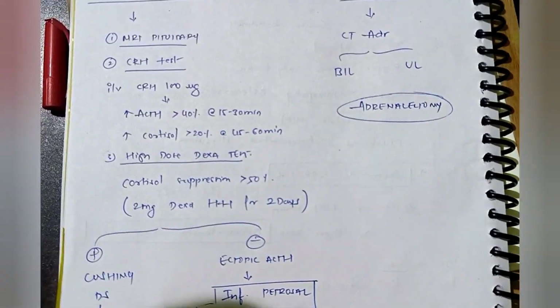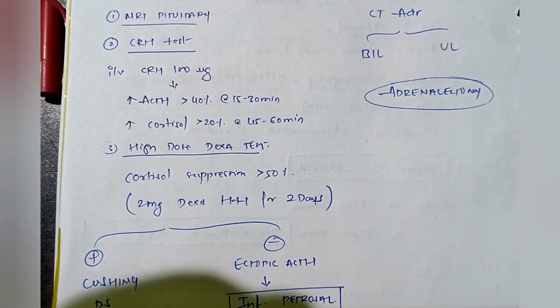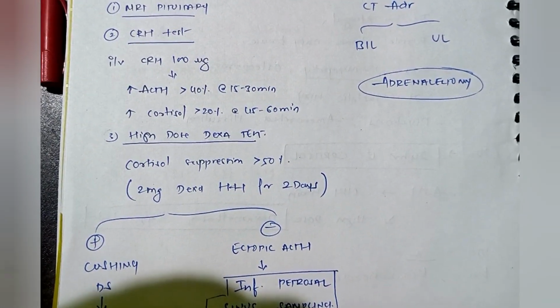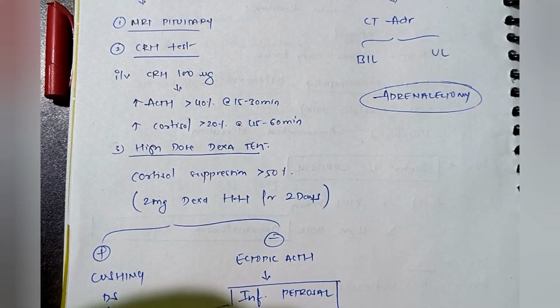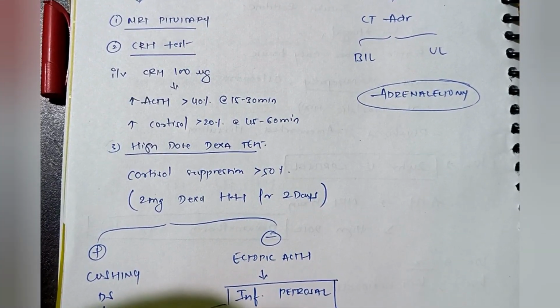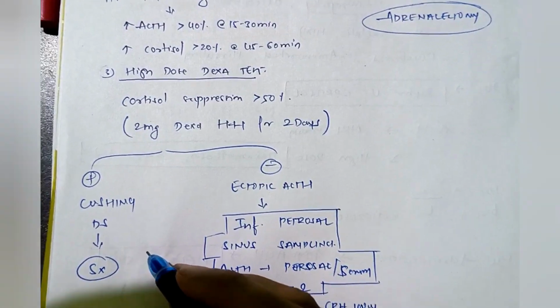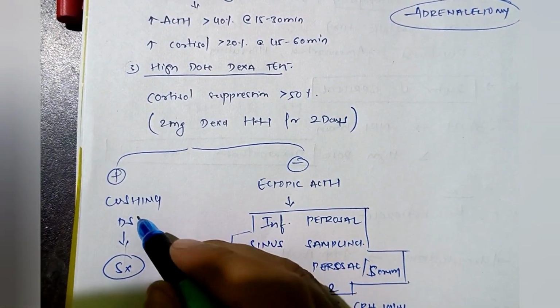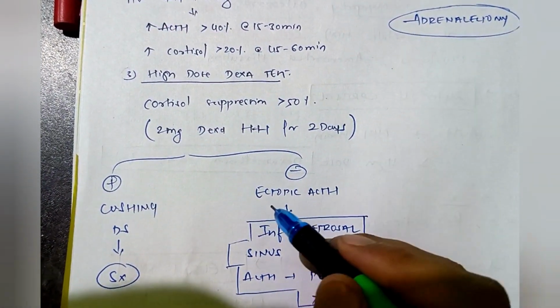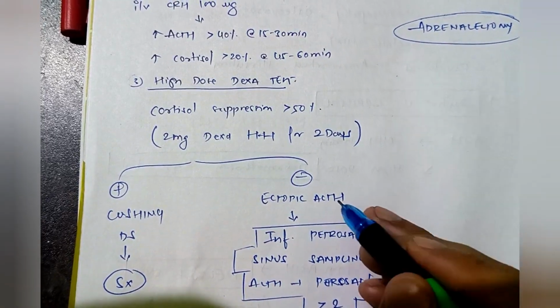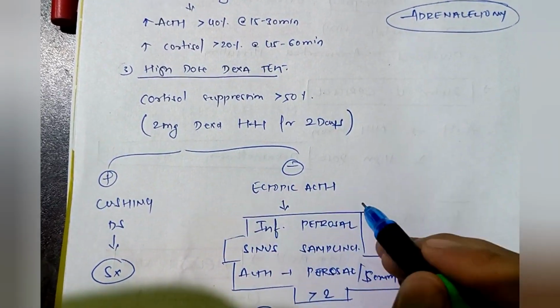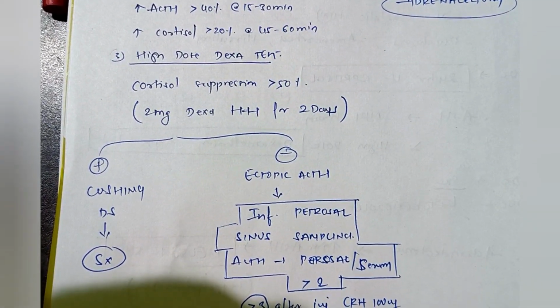And also we have to do the high dose DEXA test, in which we give 2 milligrams of DEXA for 2 days, that is QID, 6th hourly, and after that we see cortisol suppression. If it's more than 50%, then the test is positive. If this test comes positive, then the diagnosis becomes Cushing's disease, because of pituitary adenoma, and then we have to do transsphenoidal surgery. And if these tests are negative, that means we have to suspect ectopic ACTH.